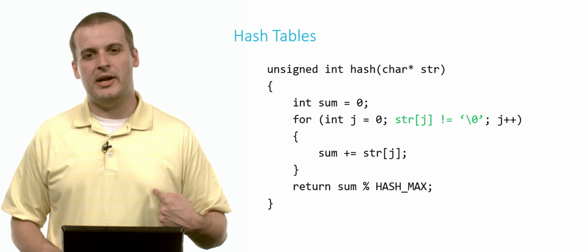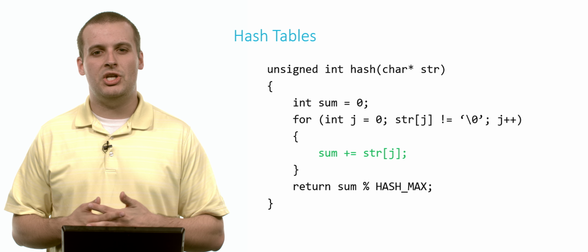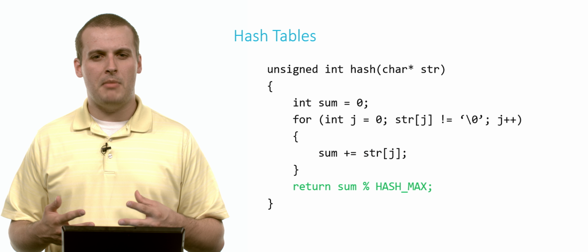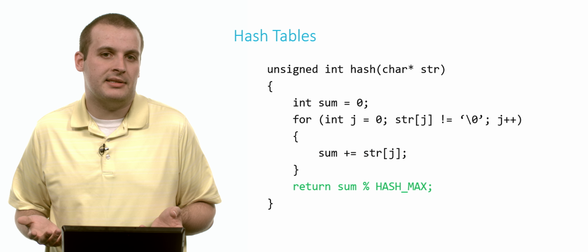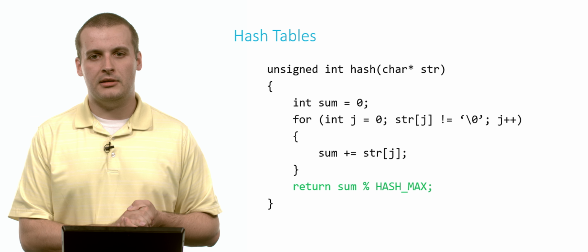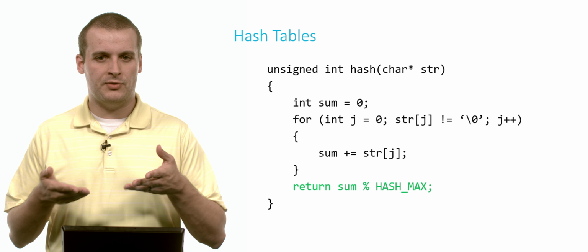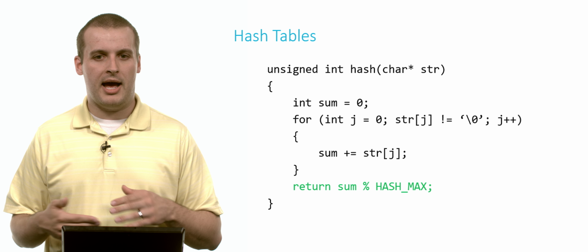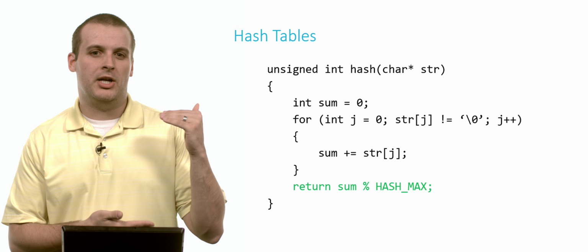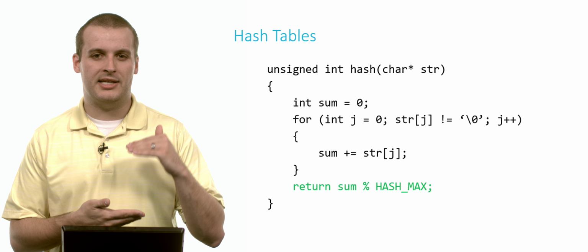And then I'm going to keep iterating through that string, adding str[j] to sum. And then at the end of the day, I'm going to return sum mod HASH_MAX. Well, basically, all this hash function is doing is adding up all of the ASCII values of my string. And then it's returning some hash code modded by HASH_MAX, which is probably the size of my array. Right? I don't want to be getting hash codes if my array is of size 10.